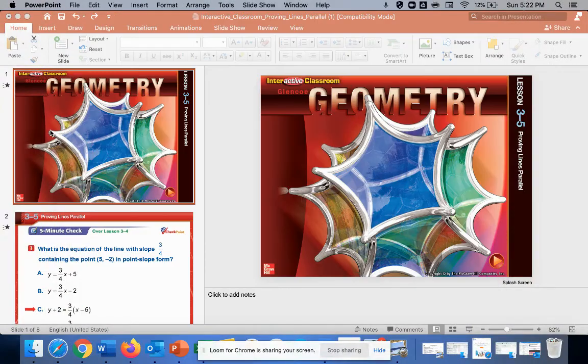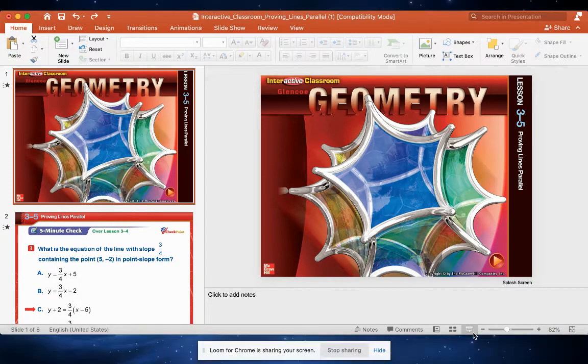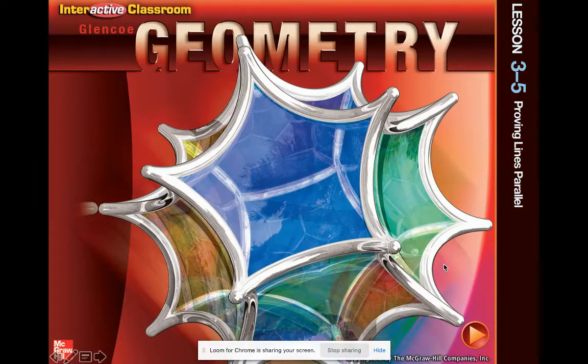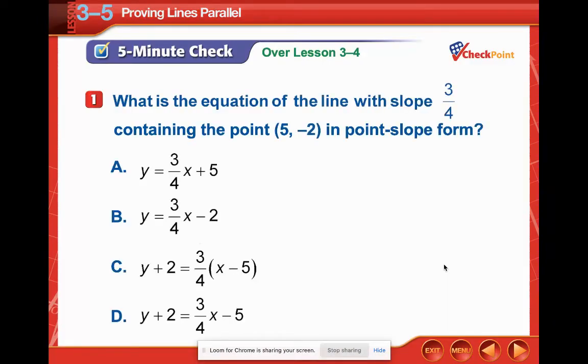Today we are going to be looking at a little bit of geometry. We're going to be focusing a little bit on 3.4. I know it says 3.5 on the side, but we're going to stick with what we've been doing the past few days, with slope equations.